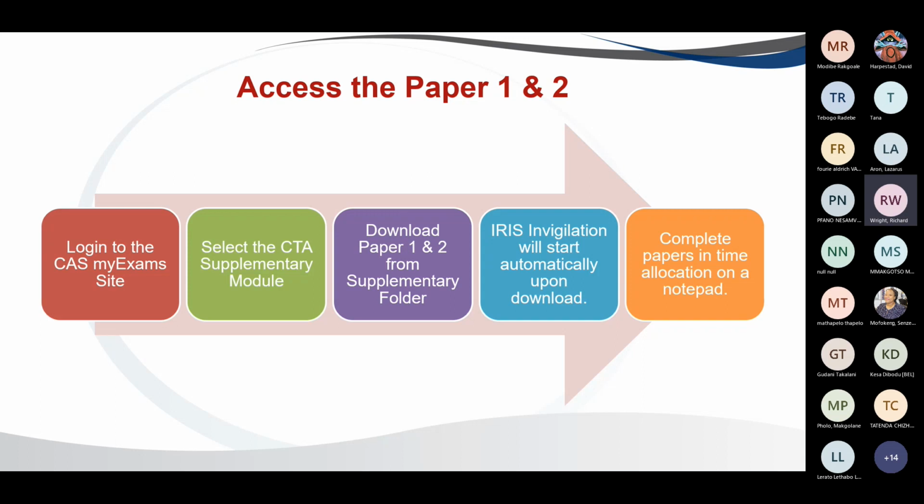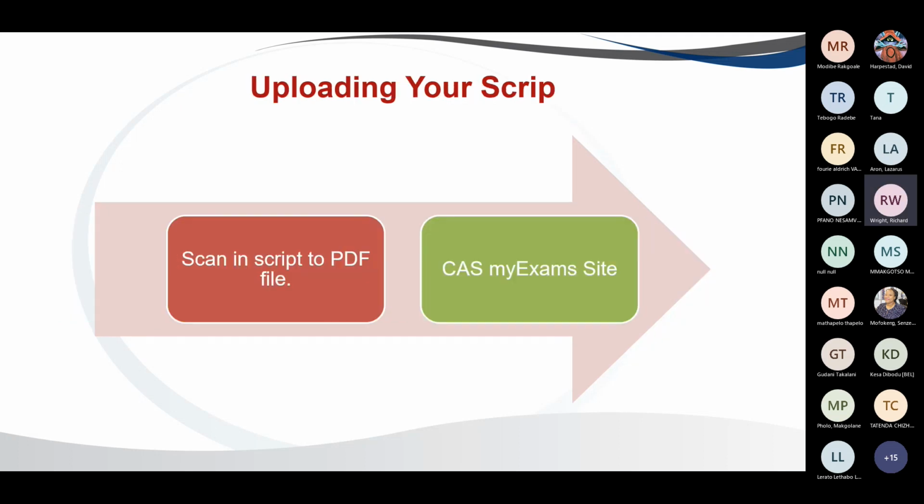If we look at how you access the paper and submit the paper: first, you log into the CAS My Exams site. You select the module that you will be writing for. You then download the paper for the examination. The Iris invigilation will start automatically. It will pop up. You complete the paper in the allocated time, and this can be on paper or you can do it digitally as well. Then finally, you scan or save the document as a PDF document, and then you log in again to the CAS My Exam site for uploading.